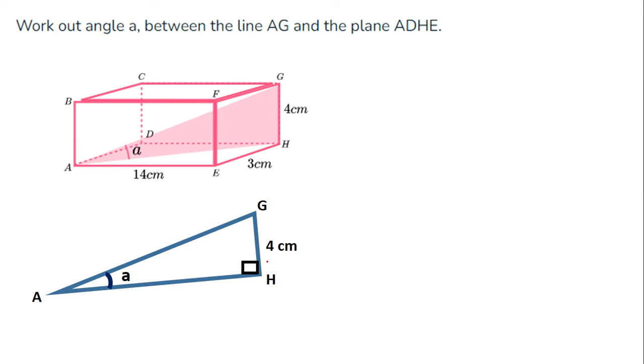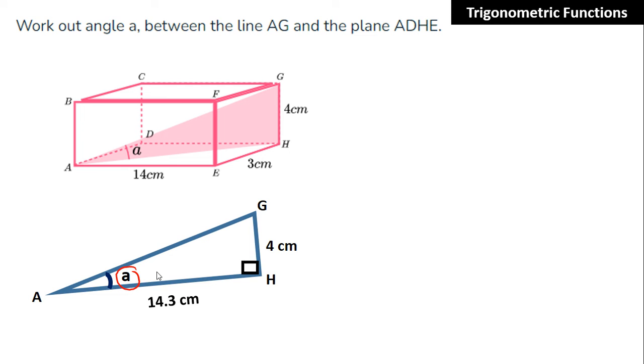So here I have a 4 centimeter, the AH that I just found was 14.3, and now I have to deal with this. So I have to find the angle. Now again, going back to some basic stuff that we're doing trigonometric functions and the fact that I have two lengths and one angle, I can use the sine cos tan properties.